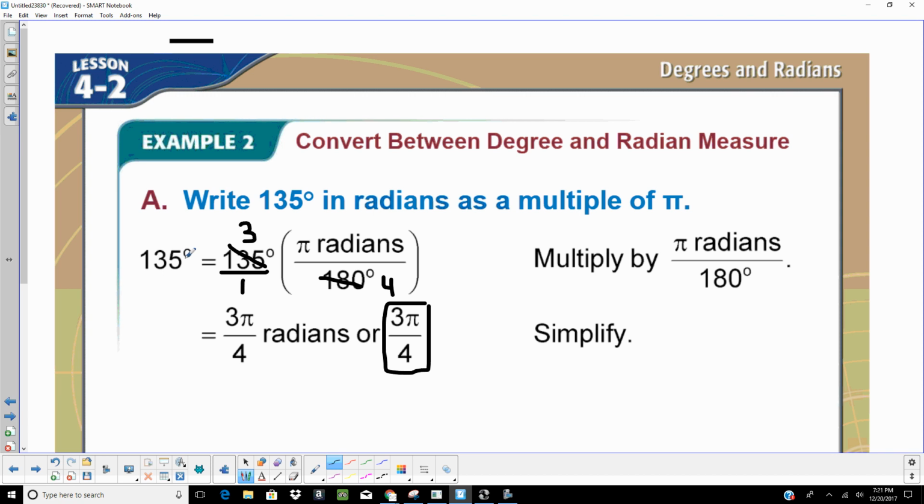And if you notice, we always use our degree symbol. You do not use that for radians. That's how you can always tell whether they are giving you degrees or radians.